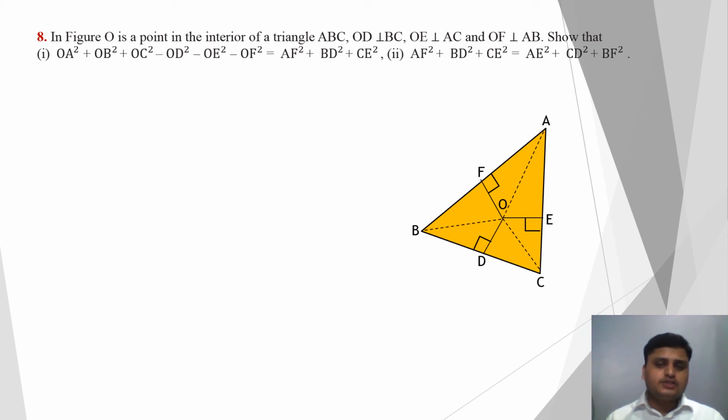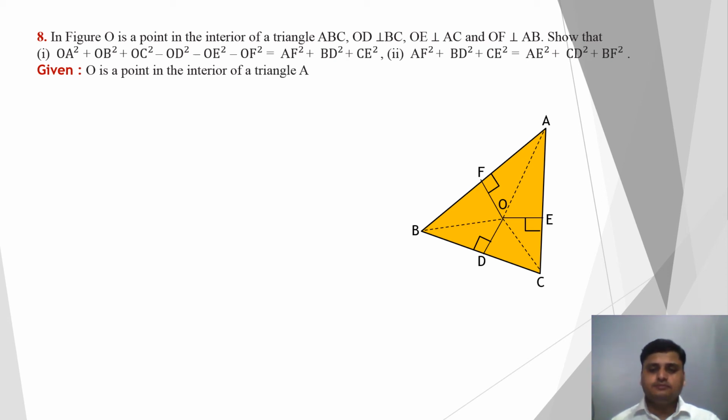So for finding the solution, let's write given. And in given we simply copy from the question that O is the interior of triangle ABC, in which OD is perpendicular to BC, OE is perpendicular to AC, and OF is perpendicular to AB.